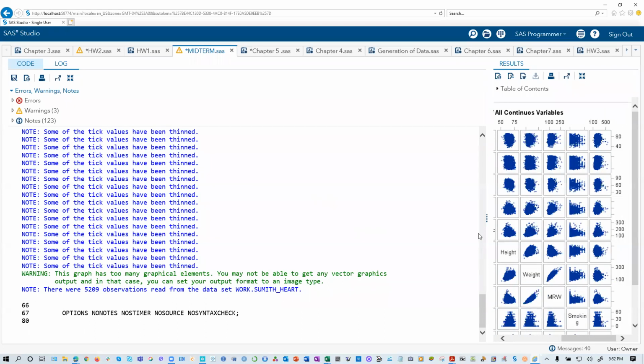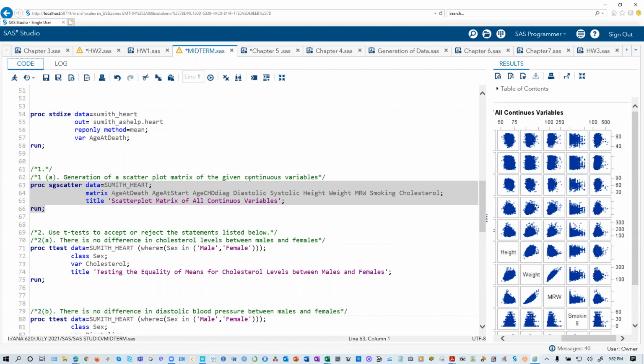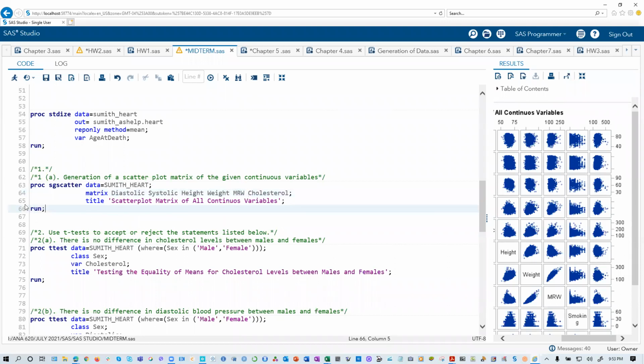That's for all of them, but we don't need that one. Not all the continuous variables, just the given continuous variables. So we need the height, we don't need the age at this one. We need the diastolic, systolic, height, weight, MRW, no smoking. Only 1, 2, 3, 4, 5, 6.